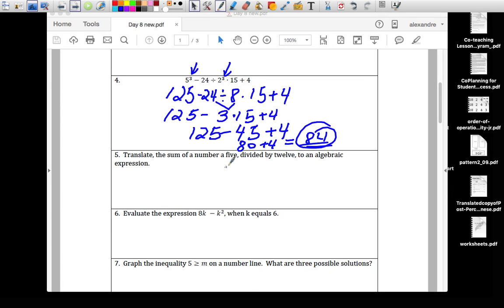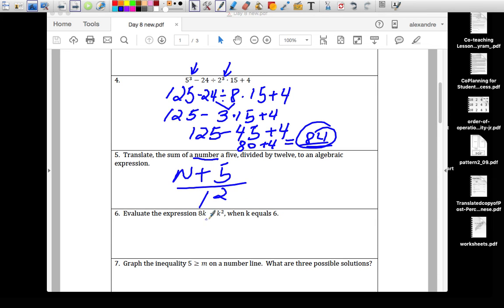Translate: the sum of 5 and a number, divided by 12. So the sum implies addition. What am I adding? A number that I don't know, I'll call it n, and 5. And then I'm going to take that and divide by 12. Remember I asked you to show division using a fraction? I prefer it this way.